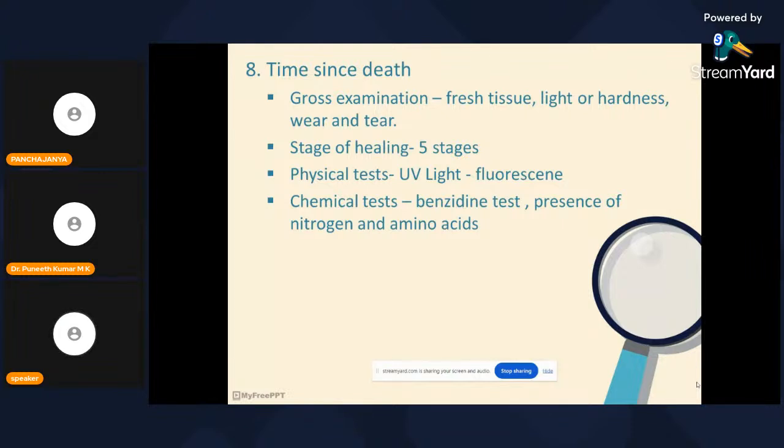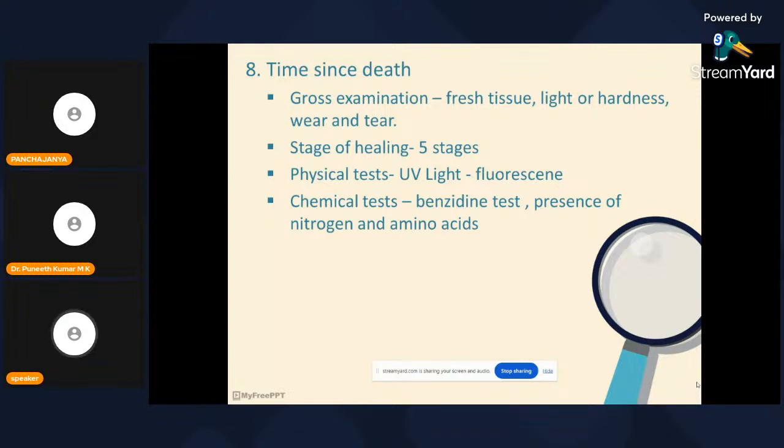Time since death can be estimated based on the physical test, chemical test, benzodiazepine test, and the presence of nitrogen and amino acids. Presence of nitrogen decreases as the years pass, and the 14 amino acids usually present in the bone are depleted as the years pass. You can consider around 80 to 100 years, after which amino acids will be reduced in the bone. That gives the time since death by analysis of all this.